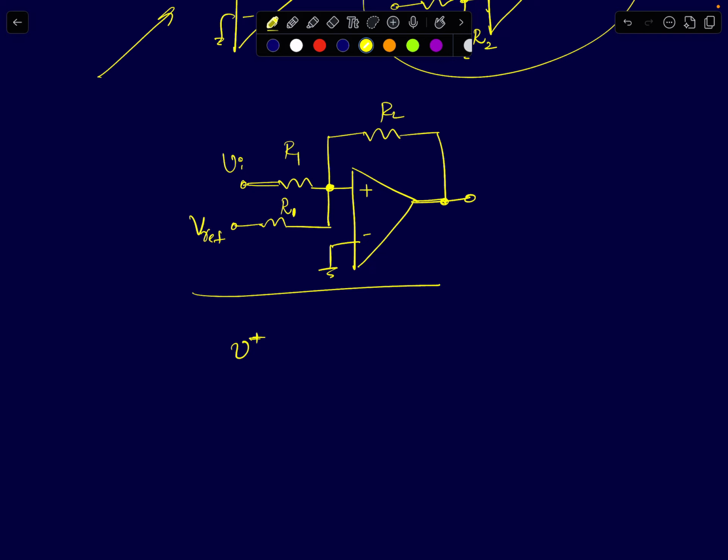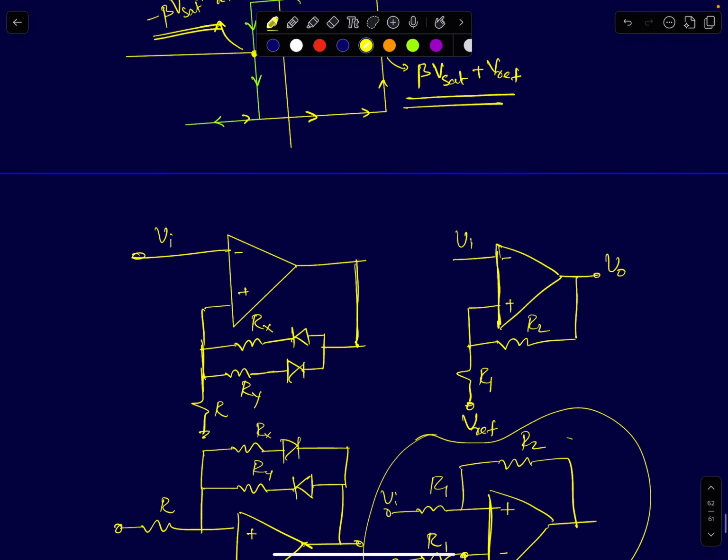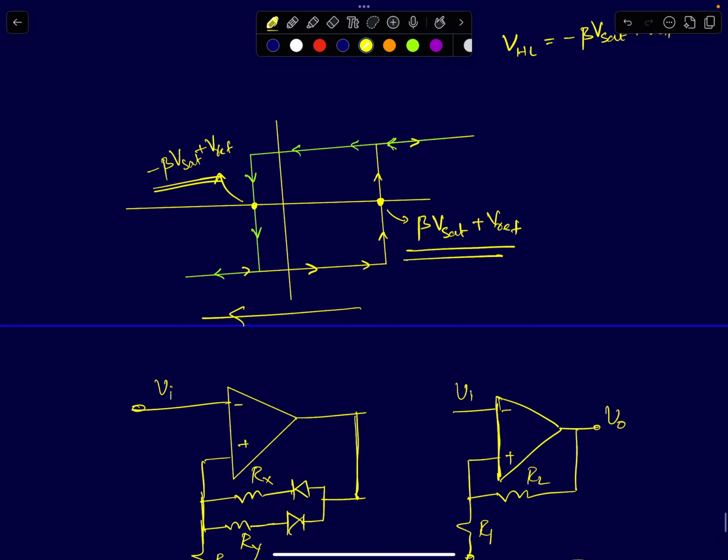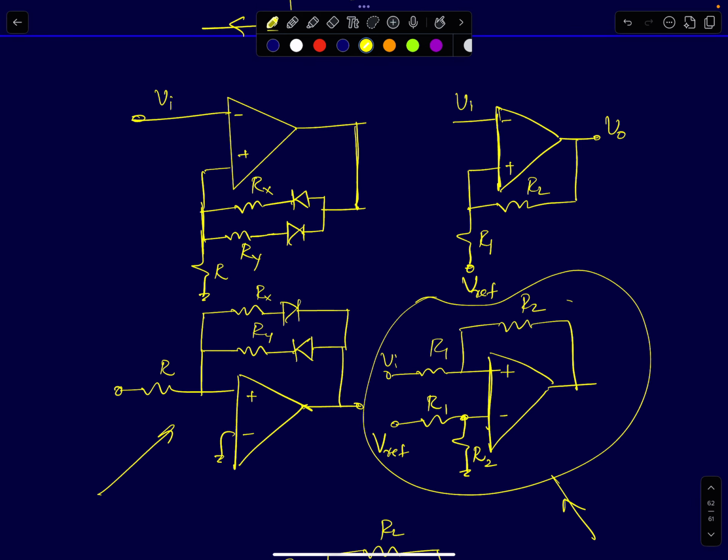In this case, the threshold voltages will be some beta times V naught minus a factor of Vref. Instead of plus Vref, it will be minus Vref. That's the only difference in this architecture. So if you apply a positive Vref, your graph will be shifted in this direction. In this architecture here, you will be shifting it towards the right. The transfer characteristic will shift towards the right.